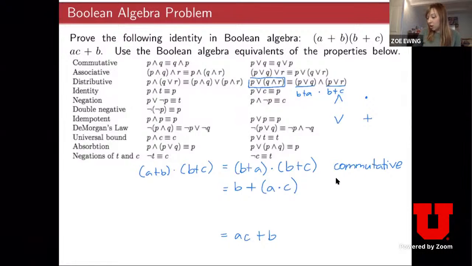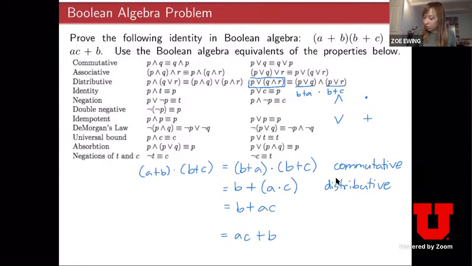All right, so because of the way that Boolean algebra is written, we can also just say, oh, and I should put distributive. We can say that this is B plus AC. That's equivalent. We don't need to use a property. It's just how it's written.